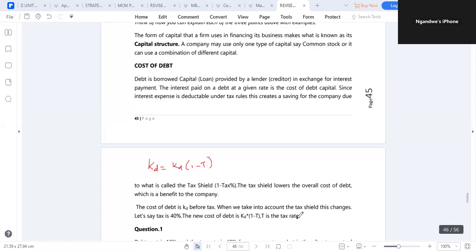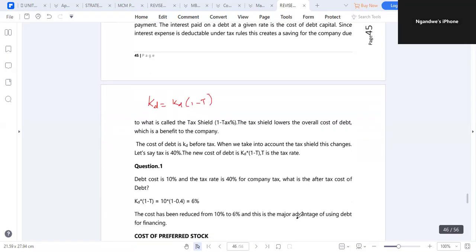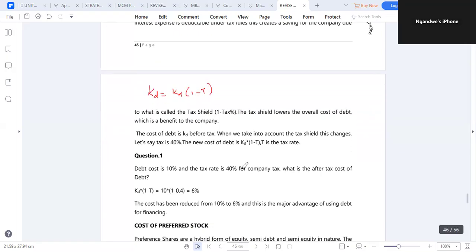We have an example here. Suppose the cost of debt is 10%, and the tax rate is 40% for the company. What is the after-tax cost of debt? The before-tax cost of debt, KD, is given as 10%. So you put your 10, times 1 minus the tax percentage, so 1 minus 40%, which is 1 minus 0.4. Meaning instead of paying 10%, you're going to pay 6%. So you have reduced the cost of debt from 10% to 6%.